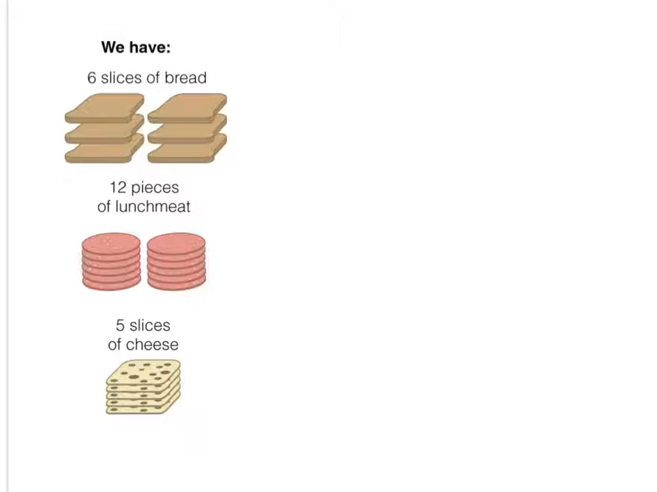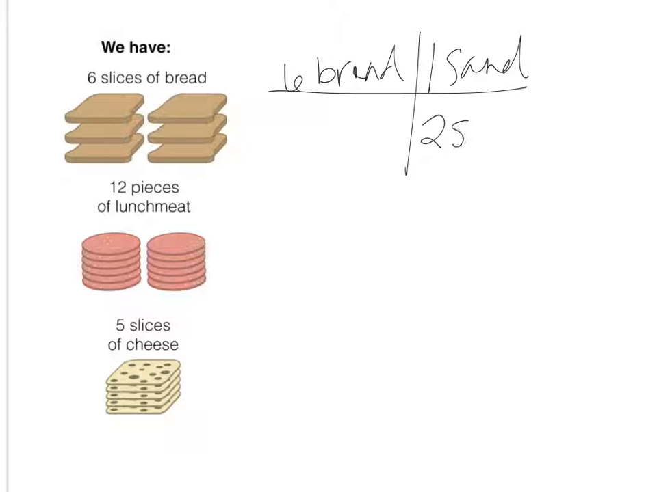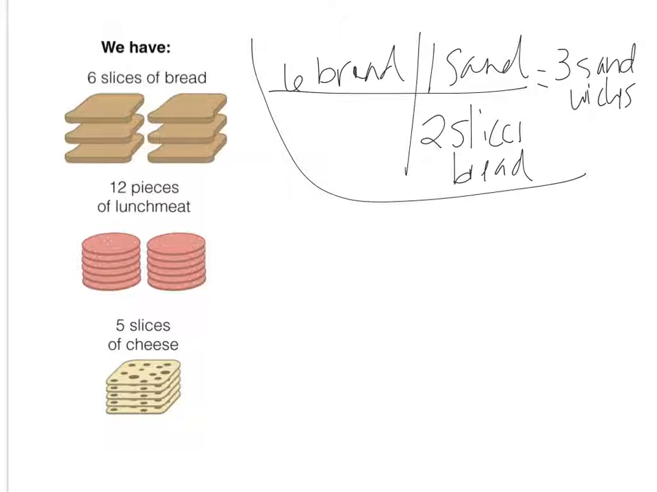Well, we have 6 slices of bread, right? And we know that two slices of bread will make us a sandwich. So we have 6 bread, and for every 1 sandwich, we need 2 slices of bread. 6 divided by 2, we can make 3 sandwiches. Now, I get that you could probably do this in your head, but when we start using chemicals, it's still geometry.